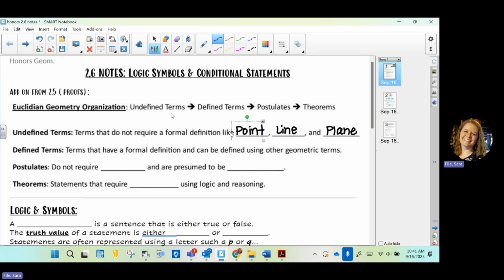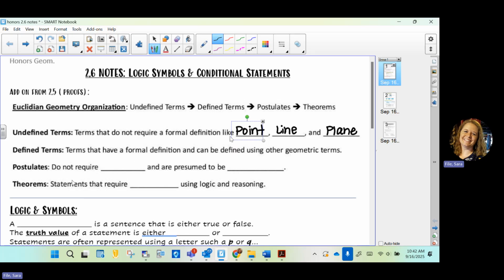Then you can use those terms to define other terms. Okay, so defined terms are terms that have a formal definition. And you can use other terms and even undefined terms in those definitions. So for instance, ray. Ray is defined, and in the definition of ray, we use point, right? So point is used in the definition of ray. All right. So after undefined terms, then defined terms, the next thing is postulates.